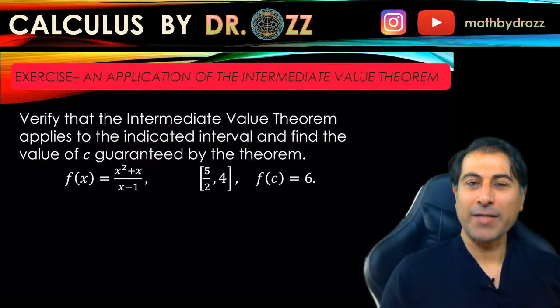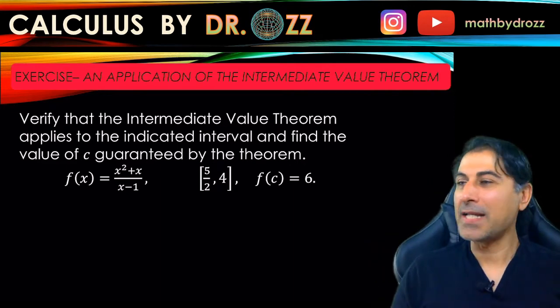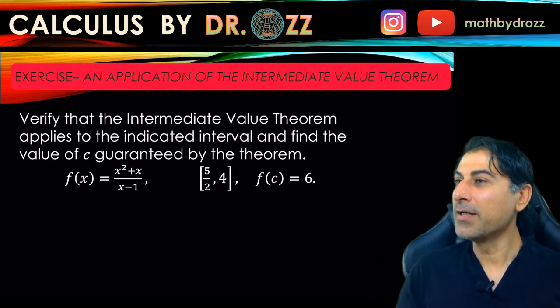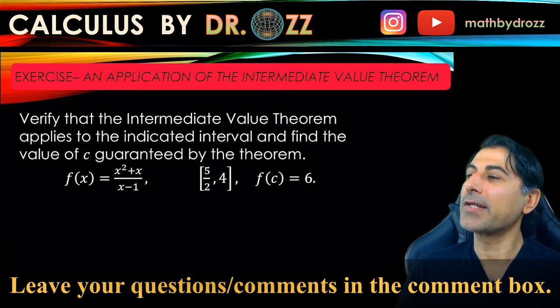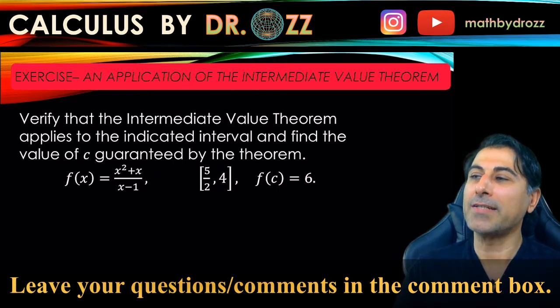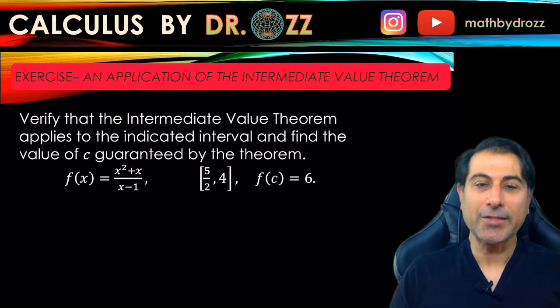Today we're going to go over an exercise where we're going to apply the intermediate value theorem to the given function f of x equals (x squared plus x) over (x minus 1) over the interval 5 over 2 and 4. And we're going to try to find the value of c guaranteed by the theorem.